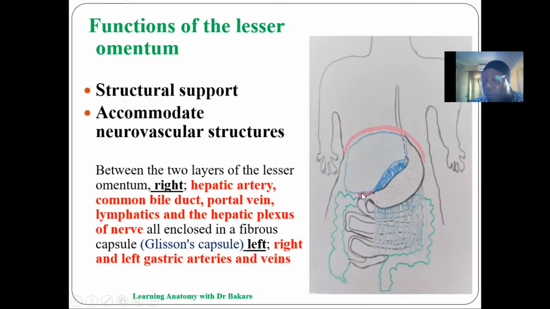So on the right side, where we have the hepatoduodenal ligament, that's the ligament connecting the superior part of the duodenum with the liver. In this region, we have vessels such as the hepatic artery, the hepatic portal vein, the common bile duct, the lymphatics, and also the hepatic plexus of nerves running through this region. While on the left side, where we have the hepatogastric ligament, we have the right and the left gastric arteries and also the gastric veins running through the hepatogastric ligament on the left side. So we see that at the different regions of the lesser omentum, where we have the subdivisions of this ligament, we have different vessels running through them.